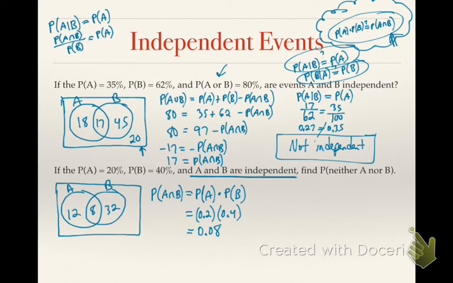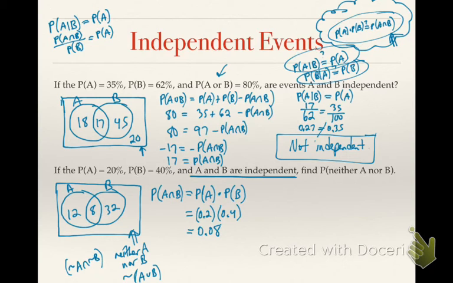Now the question says, find the probability of neither A nor B, so we need to find out this part down here. This right here is neither A nor B. Sometimes you'll see it as not A or B. Or you might see it as not A and not B. There's different ways of notating that little space right there. Either way, they have to add up to 100%.